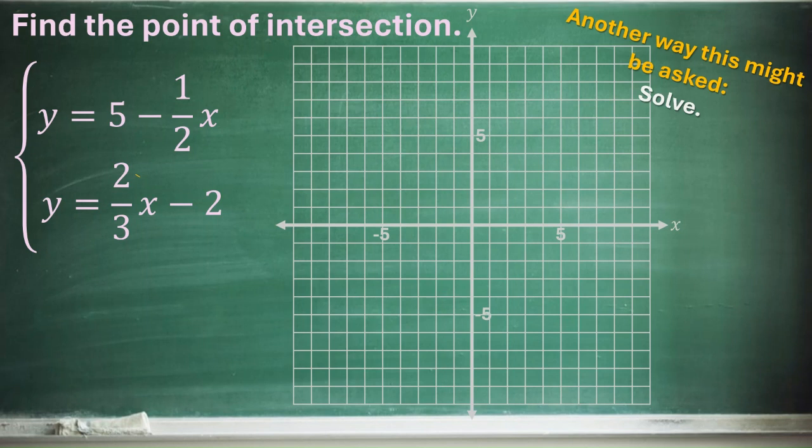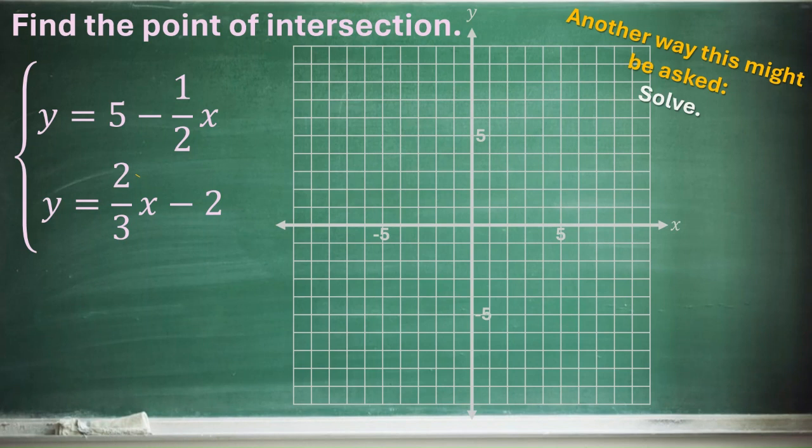So as a reminder, you can find the point of intersection or solve systems of equations in three different ways. You can graph like we're going to do today and figure out where the lines meet. You can use the substitution method, or you can use the elimination method. I have other videos on those, but for today, let's graph.